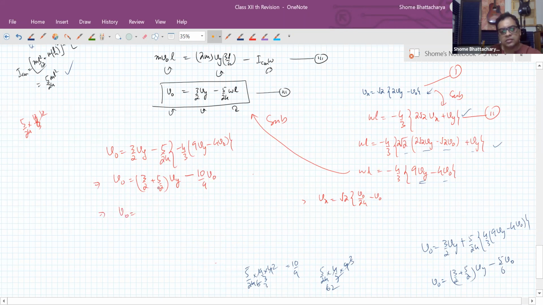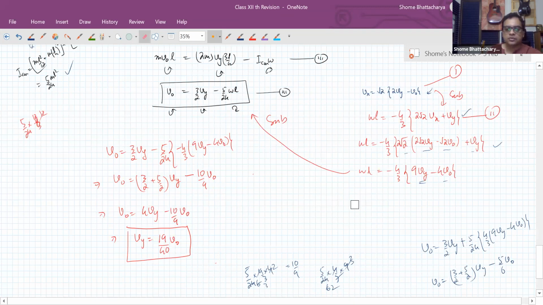So this is 8/2, so 4 Vy, okay, minus 10/9 V naught. So my Vy will come out to be 19/40. Is this the value you had got? Yes, very good. So good, you got that correct. It's a good sign always. Okay, so anyway, this is what I'm getting for Vy. So then finally I'll get Vx and all that from here.